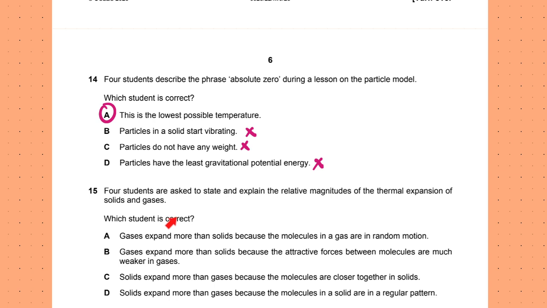liquids, and gases. Which student is correct? You know for a fact that between solids and gases, gases expand more because there are less intermolecular forces, right? So it's easier to do work against those intermolecular forces. So gases expand more, obviously. So not this or this, because attractive forces between molecules are much weaker in gases.